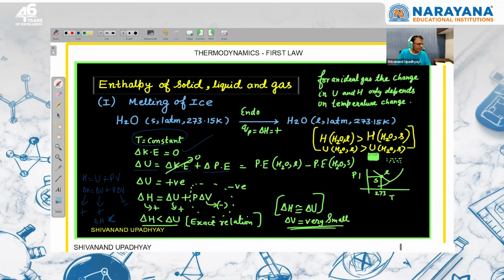This question is asked: when melting of ice is going to take place, which relation is correct? The change in enthalpy here is less than the change in internal energy. Practically speaking, the change in volume is very small, so if we neglect it and take an approximation, we can say delta H is approximately equal to delta U, but exactly speaking delta H is less than delta U because here P delta V is going to be negative, right?